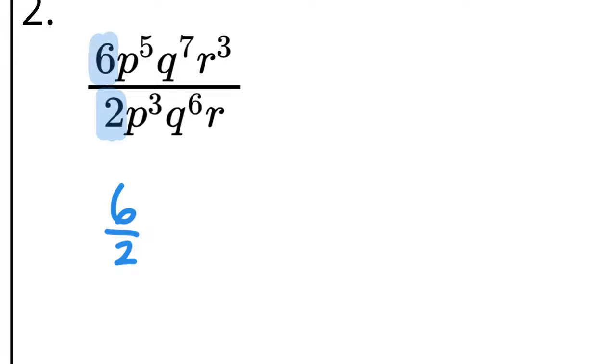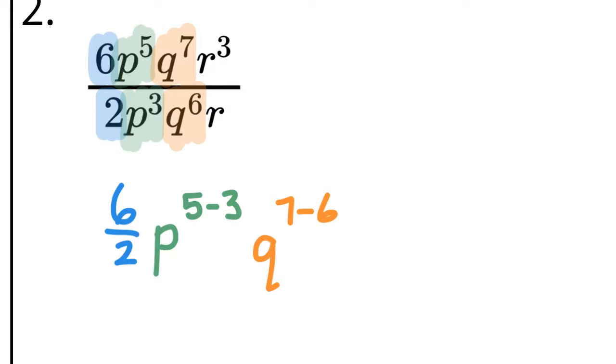But now let's go on and look at the variables. P to the 5th power divided by p to the 3rd power. Quotient property says I need to subtract those exponents, so 5 minus 3. Then I have q to the 7th power divided by q to the 6th power. So same rule, we're going to subtract those exponents, 7 minus 6. And then I have r's, r to the 3rd power divided by r. So notice the one at the bottom, there is no exponent there. So if it doesn't have an exponent, it's just an invisible 1. So for r, we're going to have 3 minus 1.